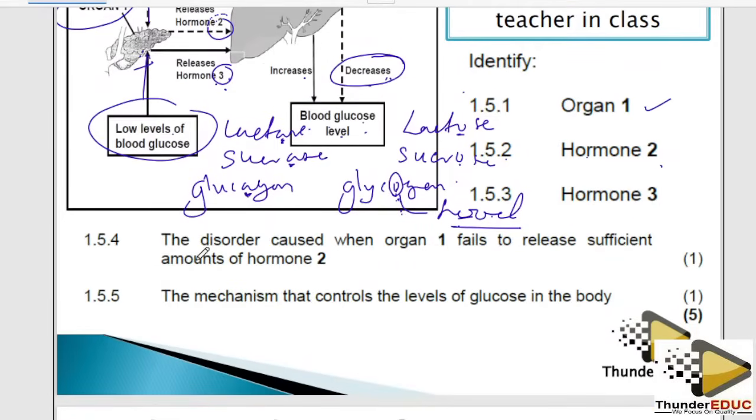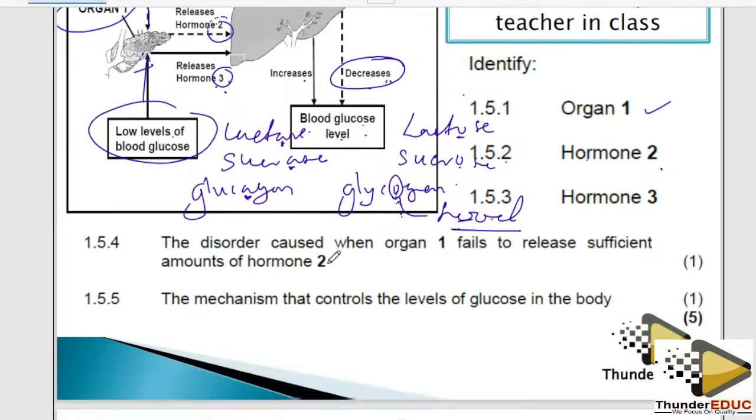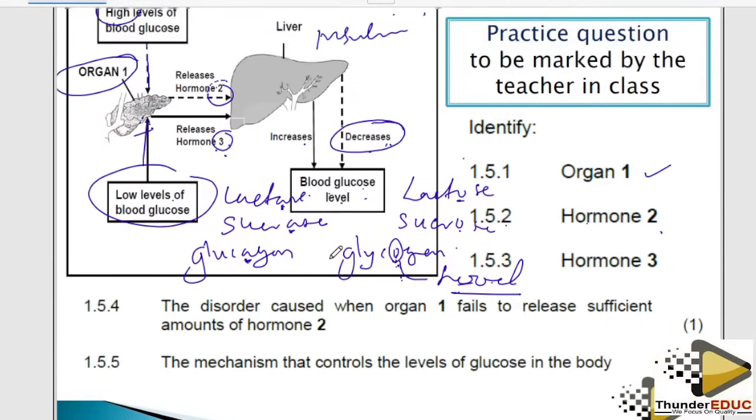So they are saying that the disorder is caused when gland 1 fails to release a sufficient amount of hormone 2. So we don't have any disorder here. The only disorder we have is diabetes mellitus. Simple.